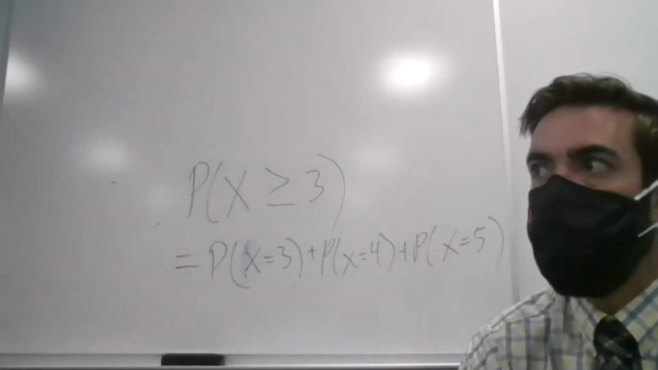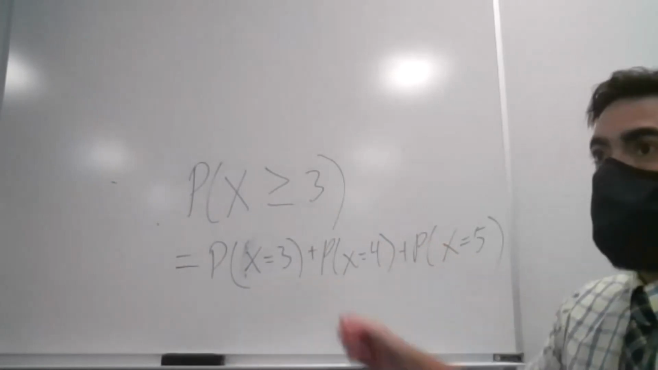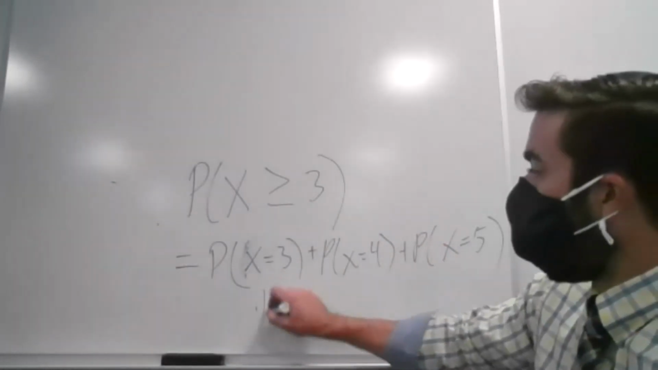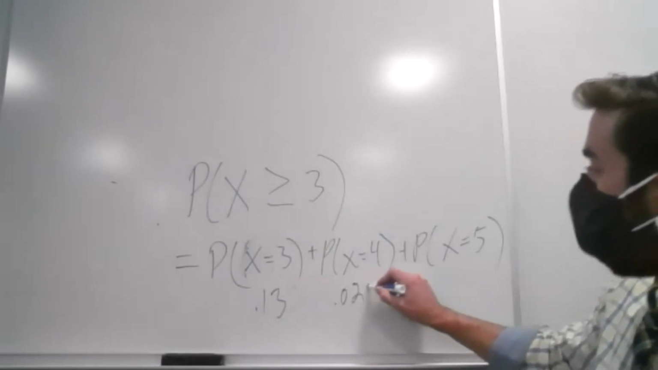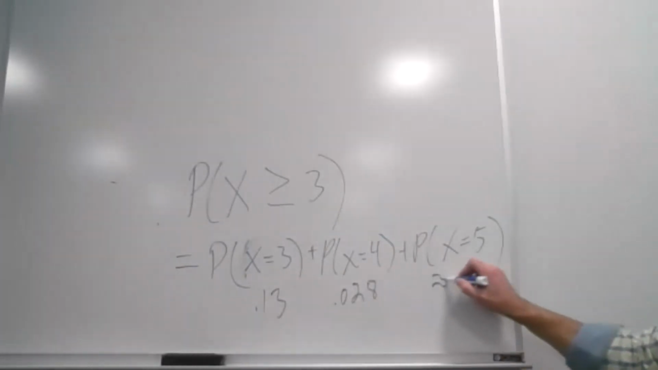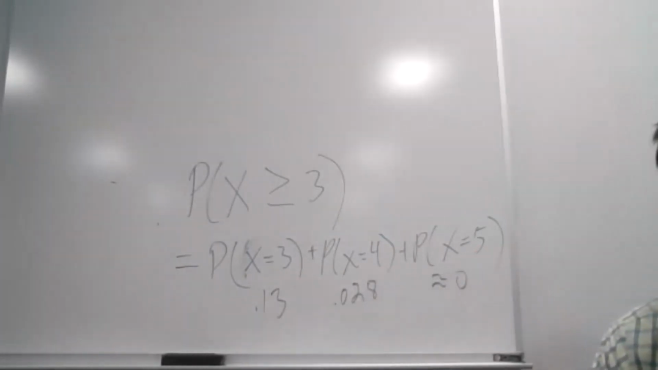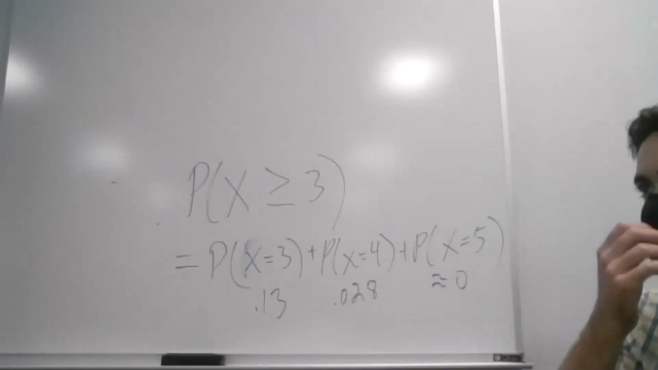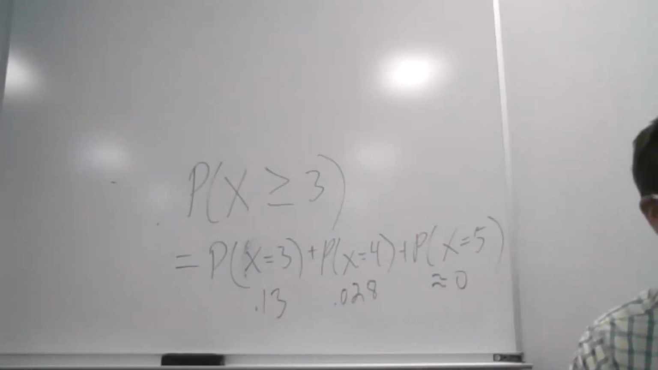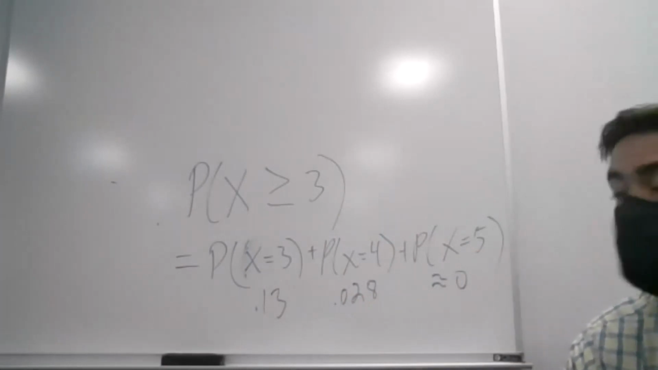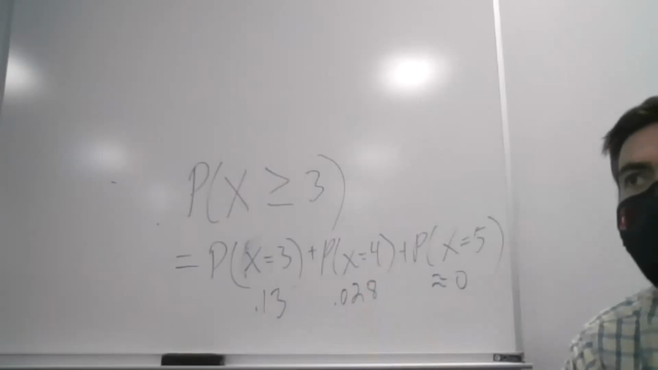Now, we've already actually found these two. This was 0.13, 0.028, and this one's going to be so close to 0. You just almost think of it as 0. So if I add these up, I'm going to get about what? Looks like 0.15, so about 0.16. I don't know the exact value, I'm rounding here in my head, and I think I've got it on the slide here in just a second, but that's the general idea of what we're doing there.